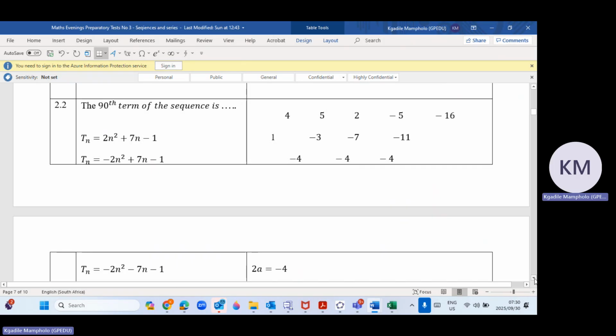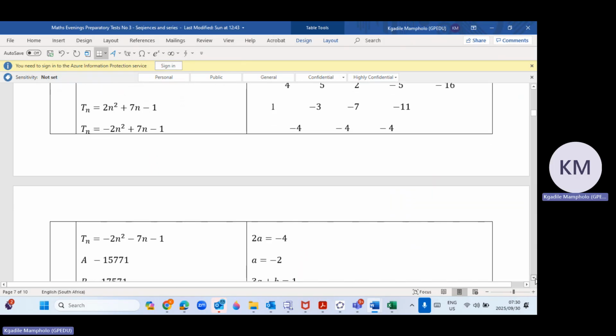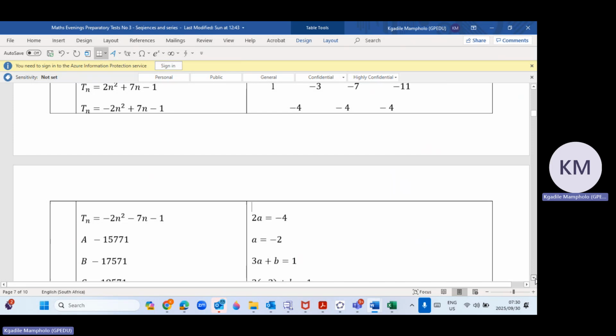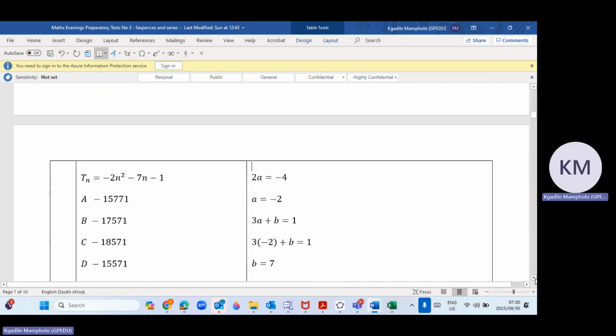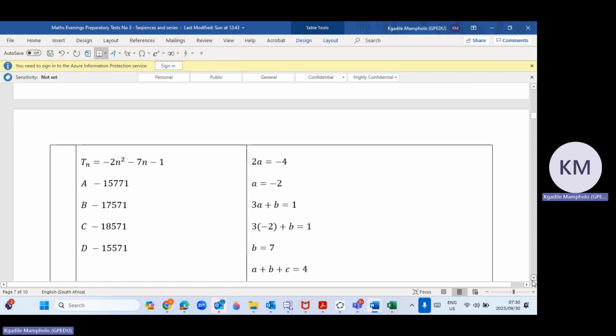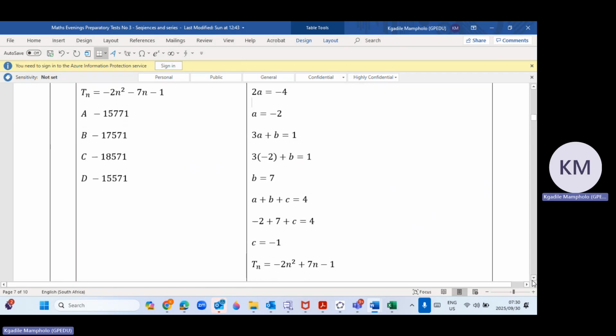You know that here we say 2a equals -4, then you get a, which is -2. Then 3a plus b equals the first term of the first differences, which is 1, then you substitute -2, you get b equals 7. Then you get c by saying a plus b plus c equals the first term of the quadratic, and then c will be -1. Now in this case, Tn will be -2n squared plus 7n minus 1.